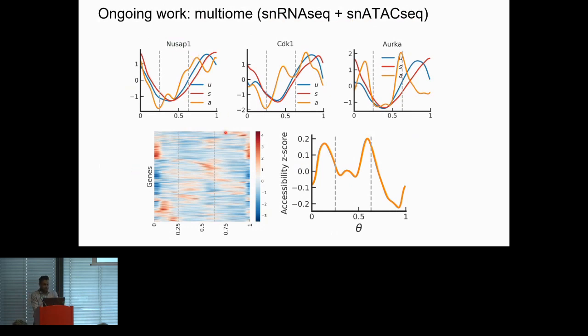Here I'm showing the heat map of all the genes in terms of accessibility. So there's a sharp decrease in accessibility during mitosis, which is what we expect because everything closes. And this is the average accessibility. Basically, this is the average of this heat map.